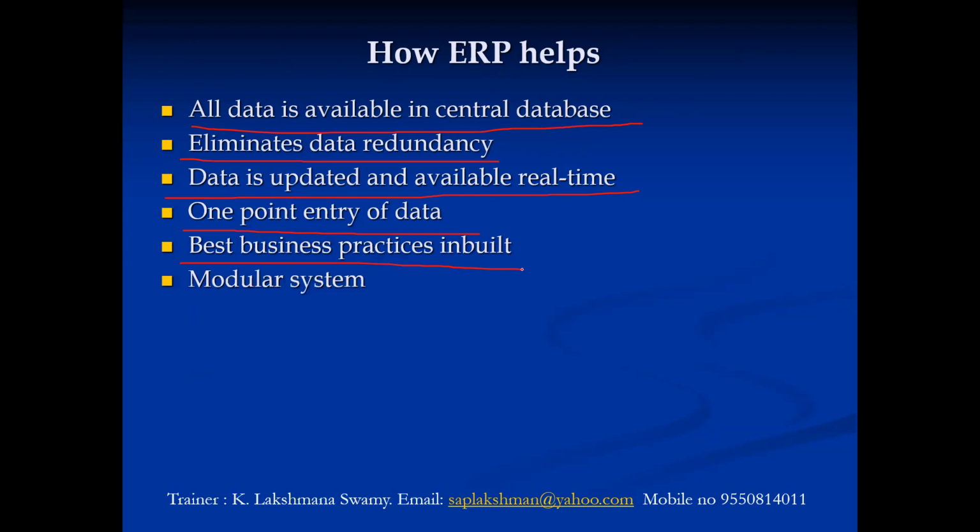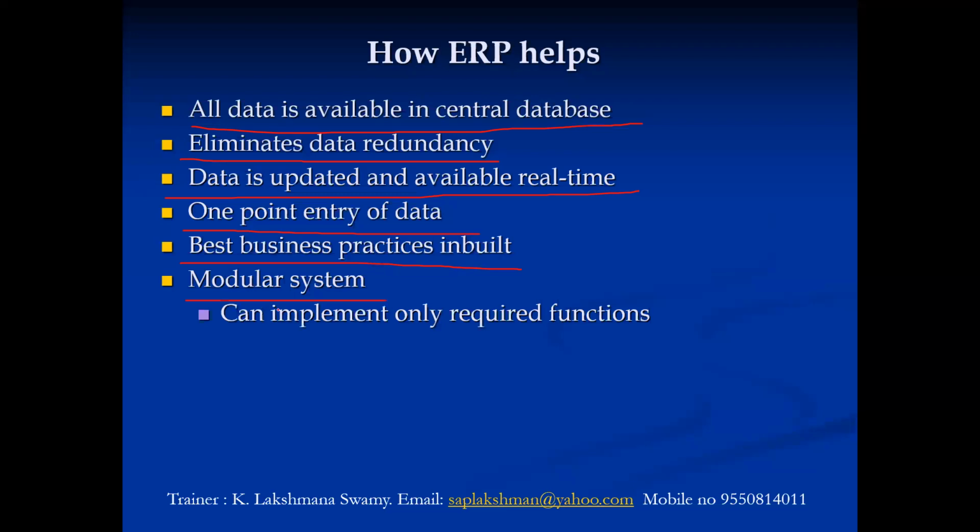Then modular system. Modular system means component system. Component system means in order to manage each department, we have a separate software within the same company. For managing the finance department, we have a separate software, that is a module. To manage the purchase department, a separate module. To manage the sales department, a separate module. To manage the production department, a separate module. That is the meaning of modular system.